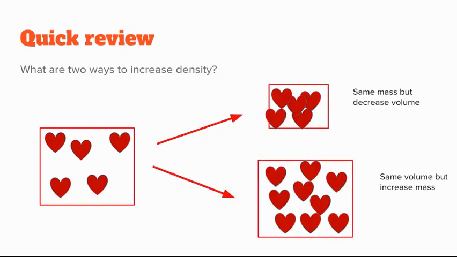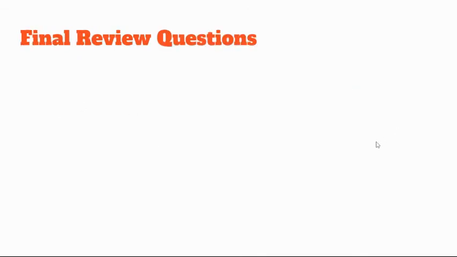Hopefully you said that you can keep the mass the same but decrease the volume, or you can have the same volume but increase the mass. So those are the ways we can increase my density from here. I can make the box smaller and keep the number of hearts the same, or I keep the same size but add more hearts. So final question. What is the formula for density?